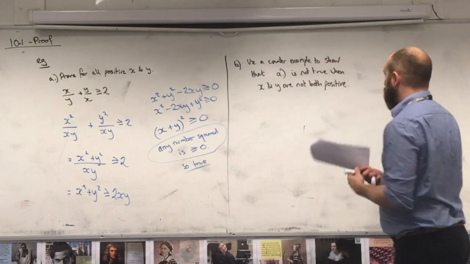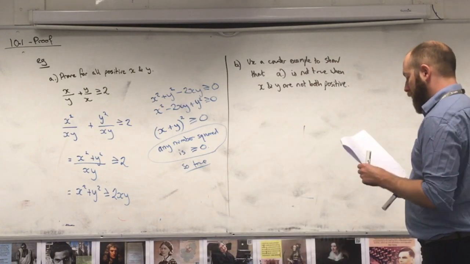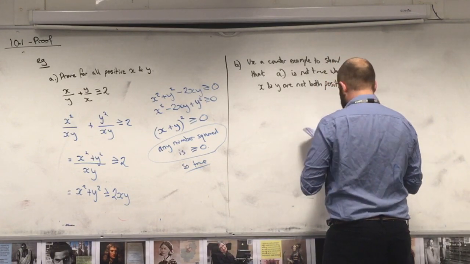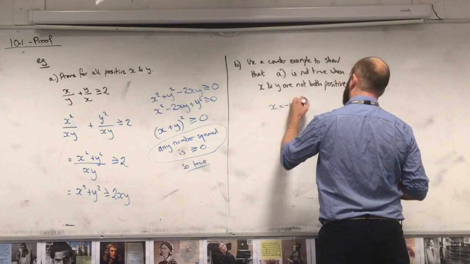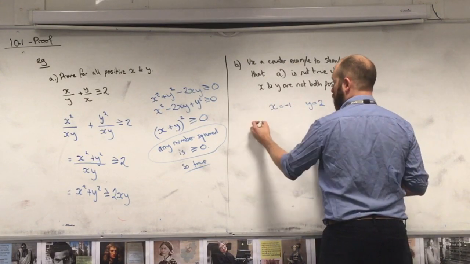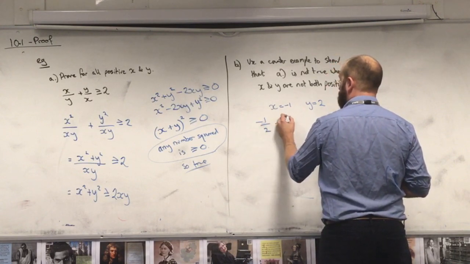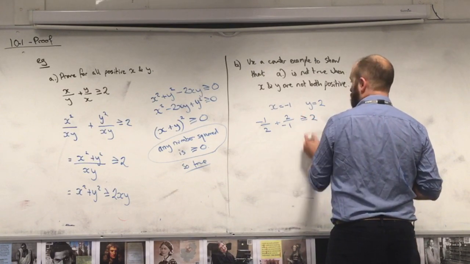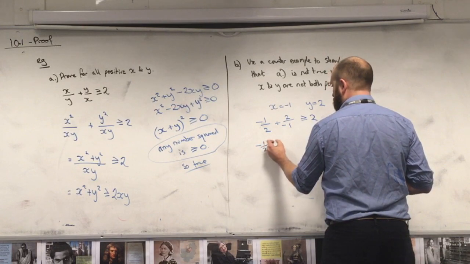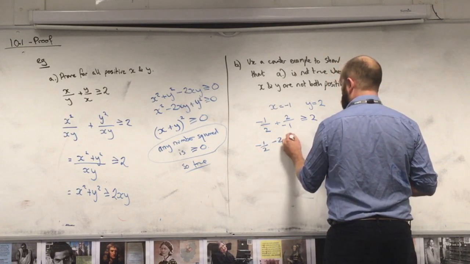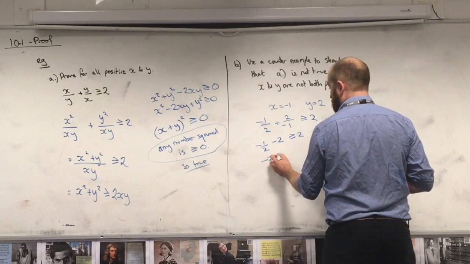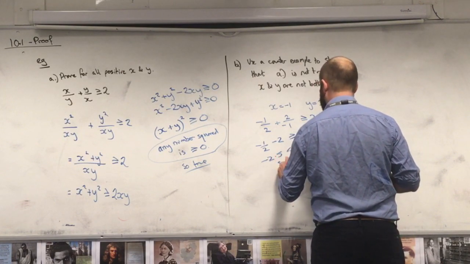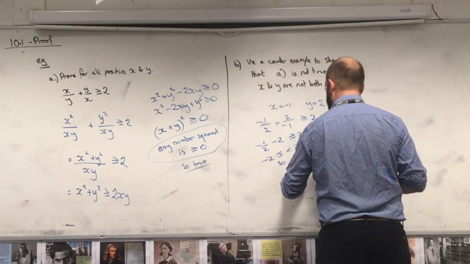Right, second one. Use a counterexample to show that that's not true when x and y are not both positive. So, if we go for again an easy example, let's have x is minus 1, y is 2. If we put these into the equation, minus 1 over 2 plus 2 over minus 1 should be greater than or equal to 2. Here we've got minus a half plus minus 2 greater than or equal to 2. Well, minus 2.5 is actually less than 2. So, not true when x is minus 1 and y is 2.